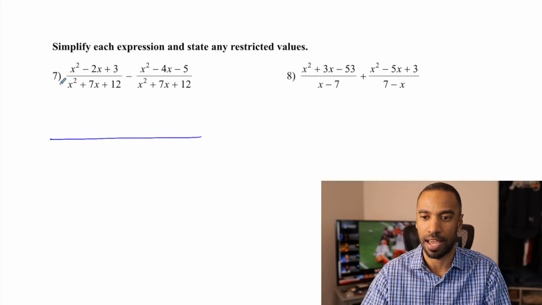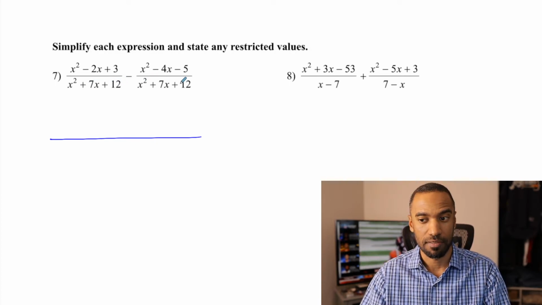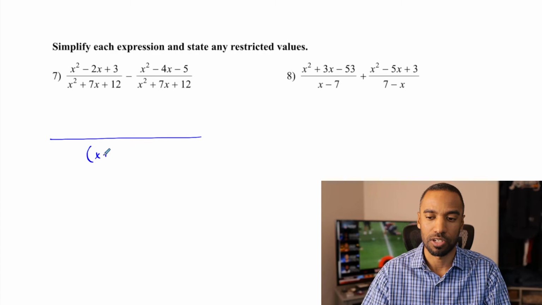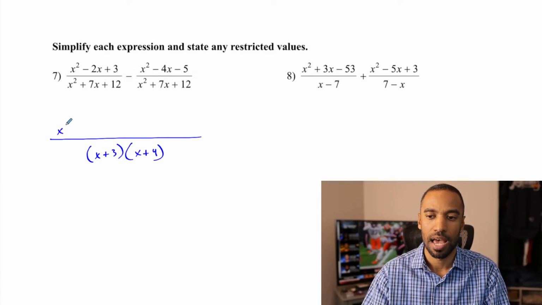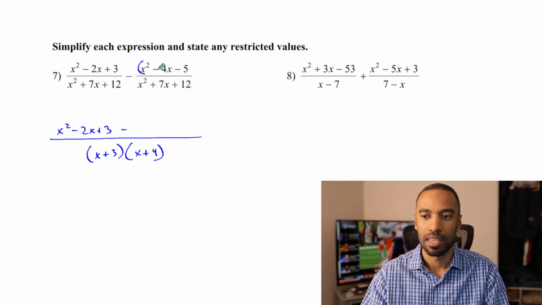Everything here is dividing by x squared plus 7x plus 12. Now, x squared plus 7x plus 12 is factorable. That factors into x plus 3 times x plus 4. But it's a common denominator already. That means I can combine the top things through subtraction. I have x squared minus 2x plus 3 that I can subtract with this whole quantity.